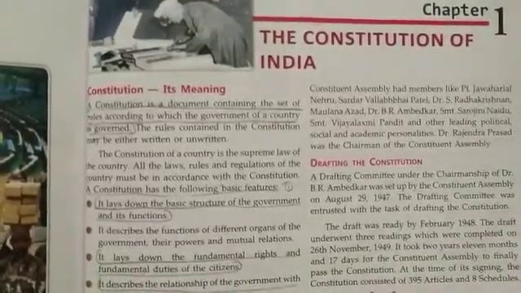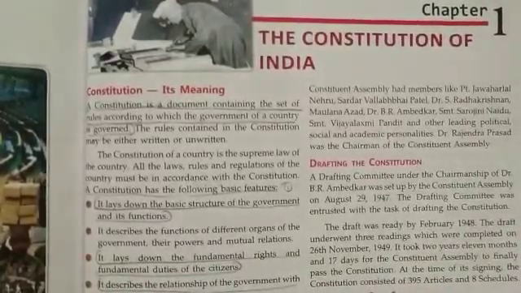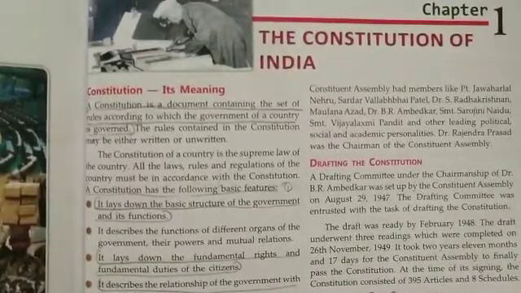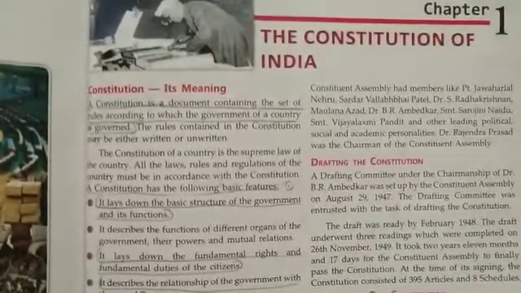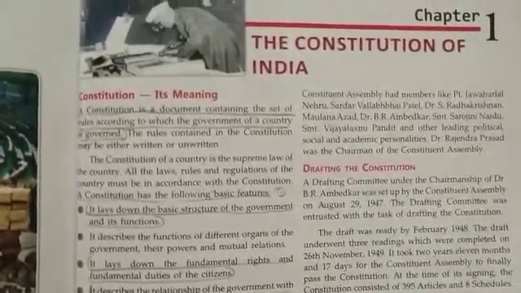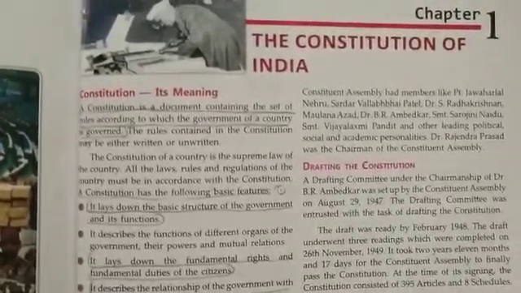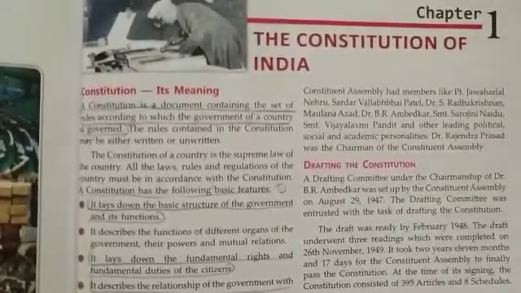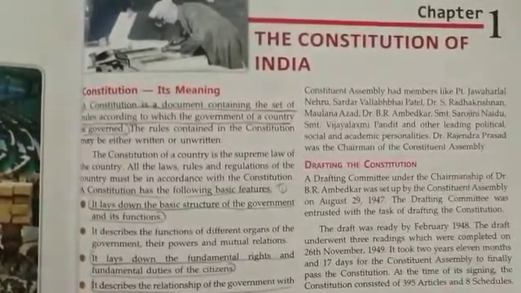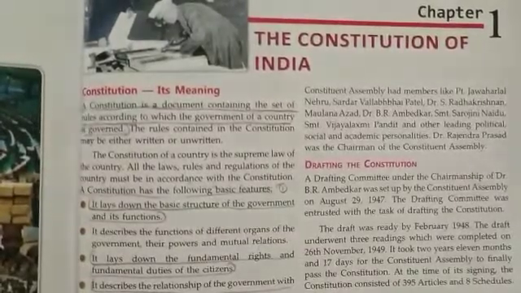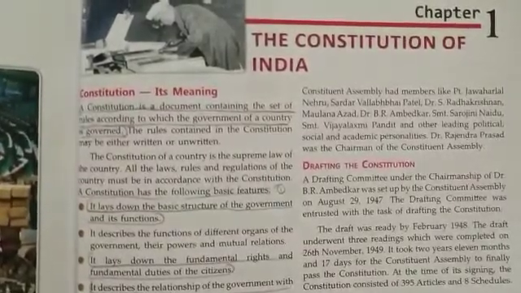Now, there are very few countries which do not have a constitution, like Saudi Arabia, Israel, UK. These countries do not have a constitution. They have rules and laws, but the difference is that the rules and laws of these countries are not written down. They are not framed into a constitution.